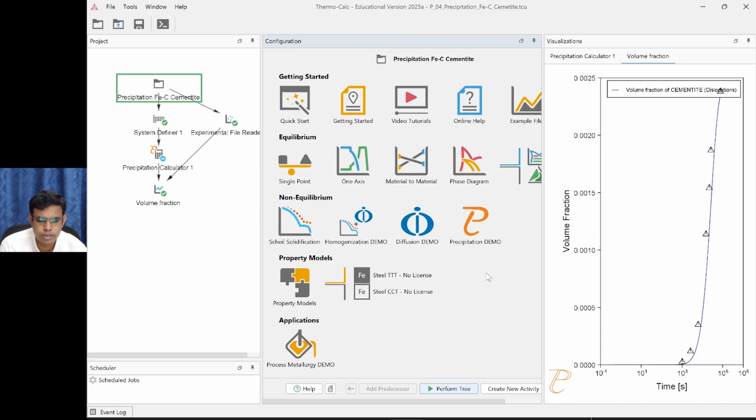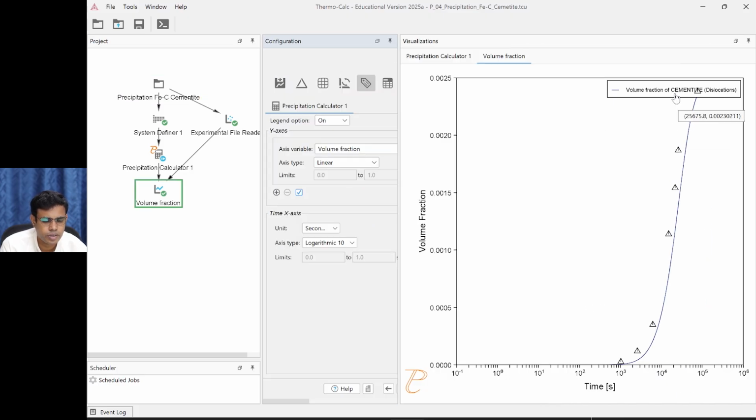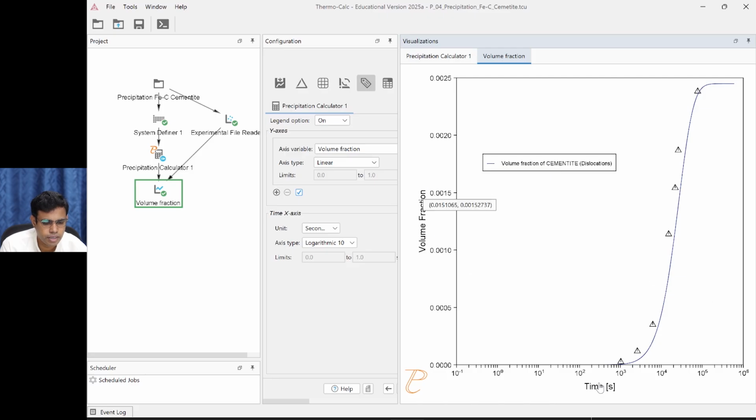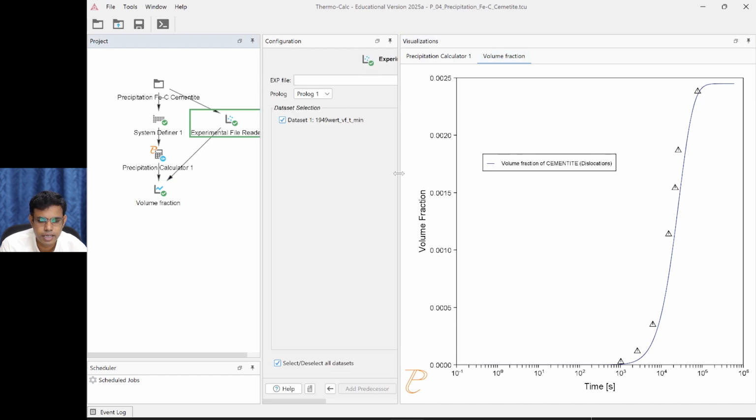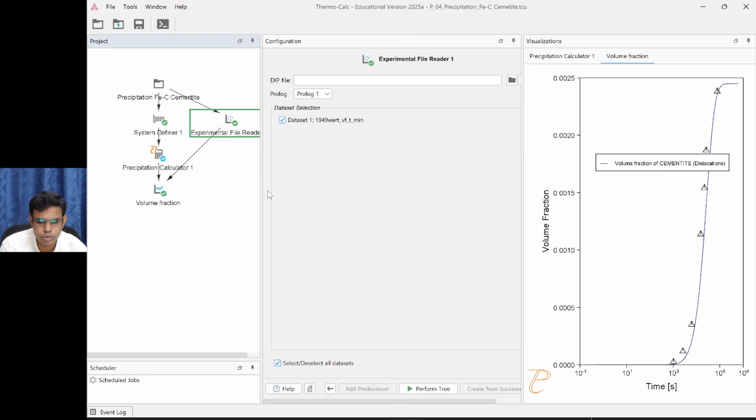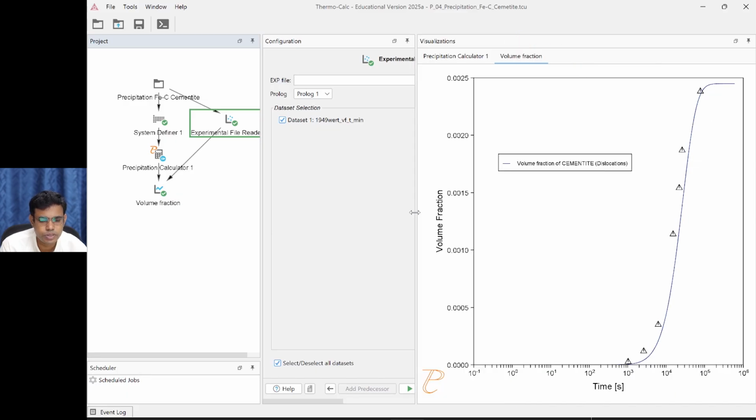It takes quite a bit of time to complete the simulation. Once it is over, you get this plot here. Okay. You can see here volume fraction against time. You see this sort of graph here. Okay. The blue line is from the simulation, and the triangles superimposed on that are the experimental data. You can see here experimental file reader. In this, the experimental data is fed, and that data is made as a predecessor to this graph. So therefore you get this volume fraction data versus time superimposed with the experimental volume fraction versus time. So there is a very good matching between the experiments and simulation.